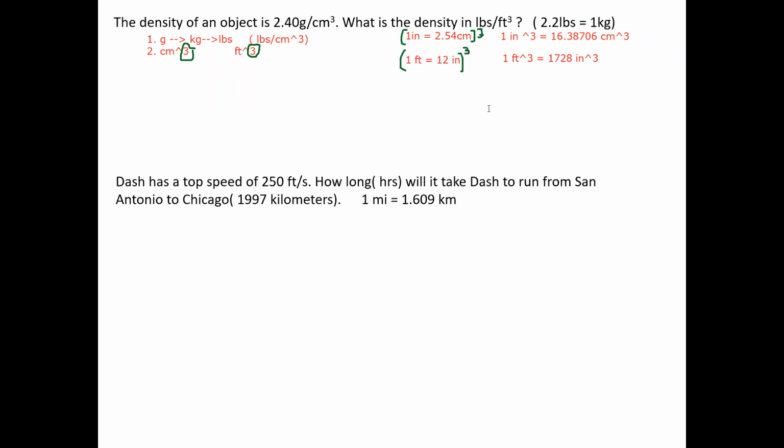So now we have the conversion factors for the cubed units. Actually, no, we need to know how many grams in a kilogram. So there are 1,000 grams in 1 kilogram. So now we have all the conversion factors we need to convert grams per centimeter cubed to pounds per foot cubed. So we're going to start first converting the numerator.